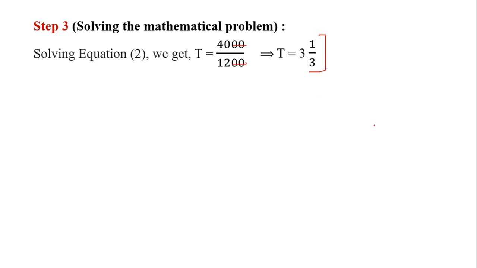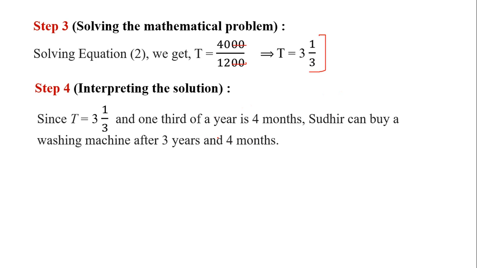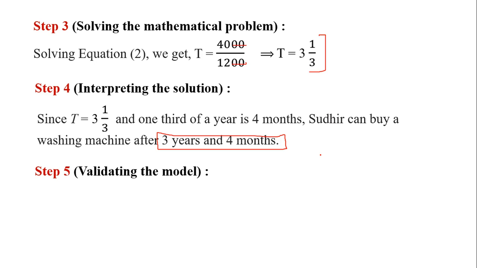Okay, now we will interpret the solution. Since T is equals to 3 1 by 3, that is 3 years and 1/3 of a year, we know that it is equals to 4 months. So Sudhir can buy a washing machine after 3 years and 4 months. Okay, so now we have to validate whether it is possible or not. So definitely this is possible. After 3 years and 4 months, he can buy the washing machine. So that is validating the model.